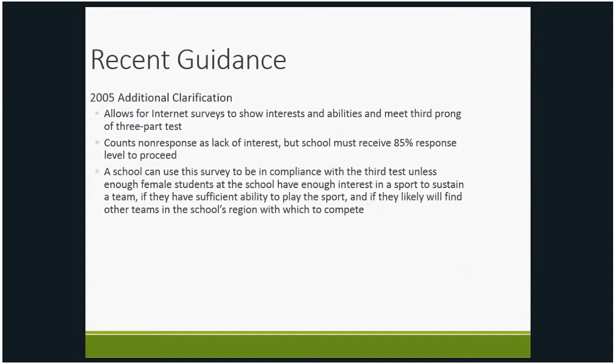So you have to get female input across the board. If you don't get all the responses back, it's going to be counted as a non-response, a lack of interest. So schools must receive an 85% response rate in order to proceed. A school can use a survey to be in compliance with the third test unless enough female students at the school have enough interest in a sport to sustain it, there's ability to play the sport, and they will likely find other teams in the school's region with which to compete. So if that happens, it's hard to establish that your school isn't fully accommodating the interests and abilities of a female athletic team. If you're not in compliance, you certainly can grow and add teams.